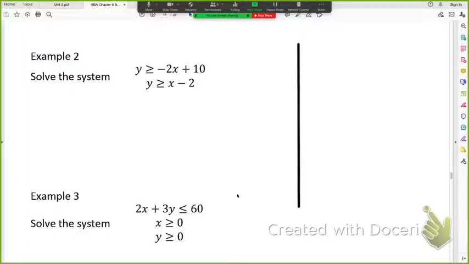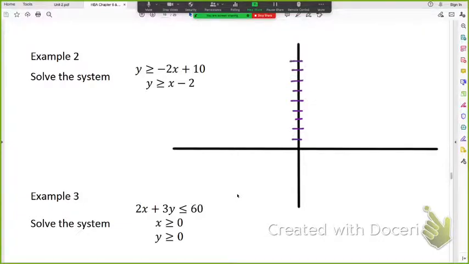How do I start that one? Up at 10. Should have put graphs onto these. So there is 10. And I would go down 2 over 1 a couple times just so I get enough of where my line should be. And this one, is it a dotted or a solid line? Solid line. Okay, I think it should go through 5. So I'm going to go through my line there.